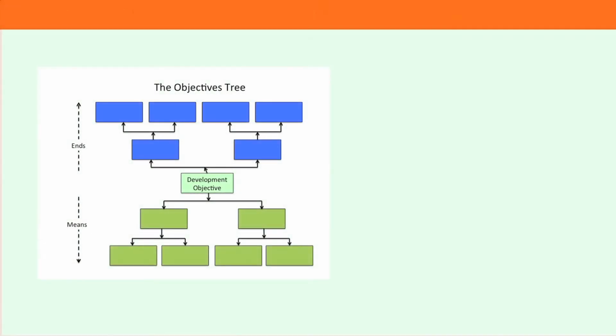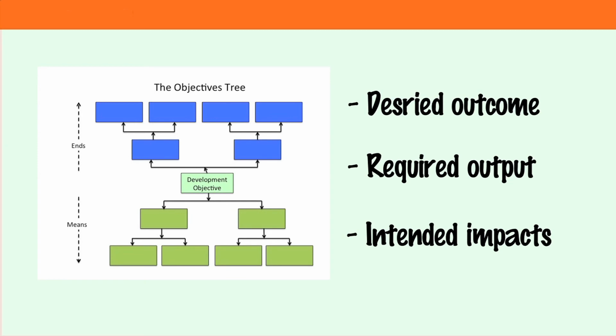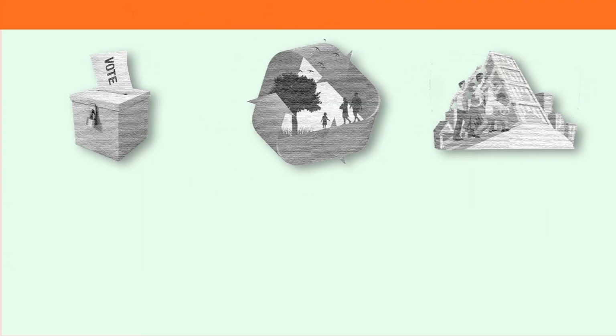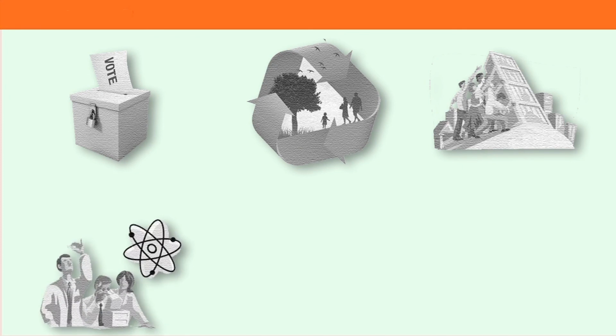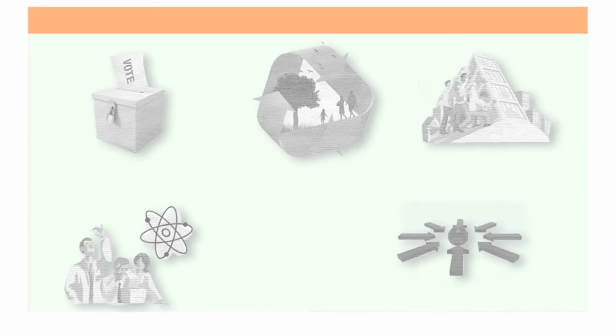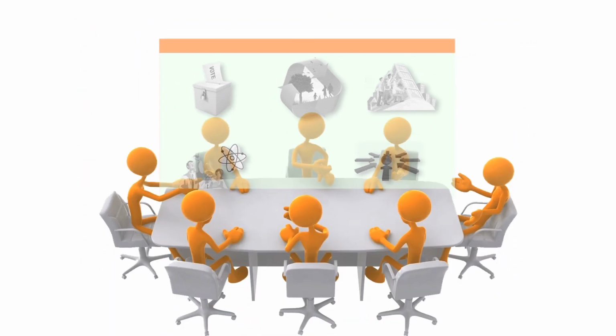Conclusions. The objectives tree generates the desired outcome, required outputs, and the intended impacts. Issues involving political, socio-economic, environmental, or technical feasibility of the various objectives that may emerge should be clarified and resolved prior to finalizing the design. It creates a common vision for the change intended. This vision helps stakeholders to see beyond their individual goals and interests.